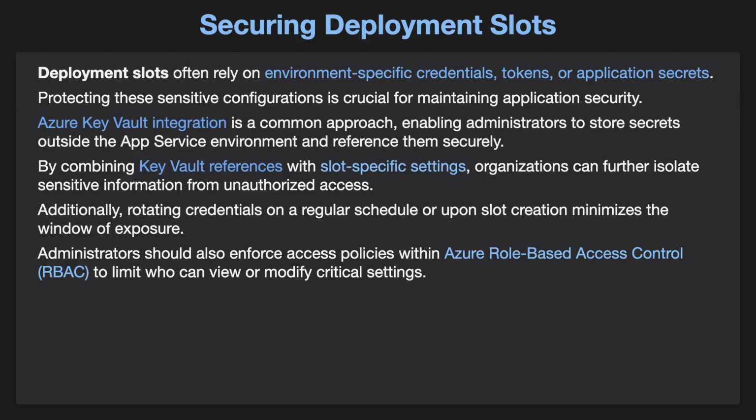Deployment slots often rely on environment-specific credentials, tokens, or application secrets. Protecting these sensitive configurations is crucial for maintaining application security. Azure Key Vault integration is a common approach, enabling administrators to store secrets outside the app service environment and reference them securely. By combining Key Vault references with slot-specific settings, organizations can further isolate sensitive information from unauthorized access.